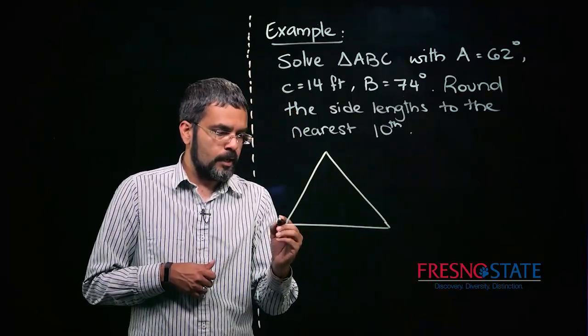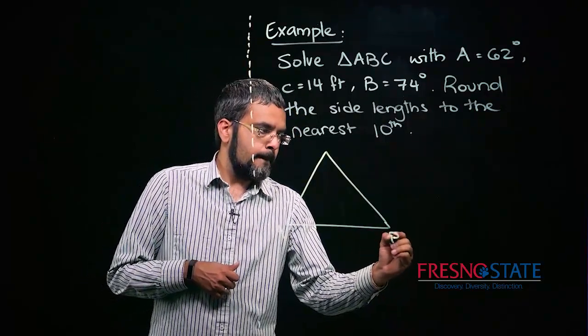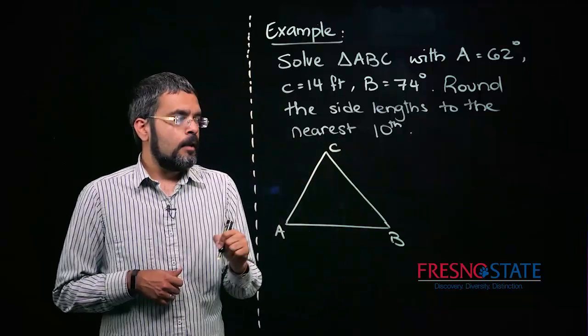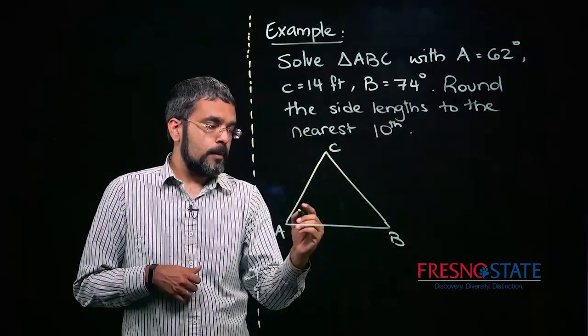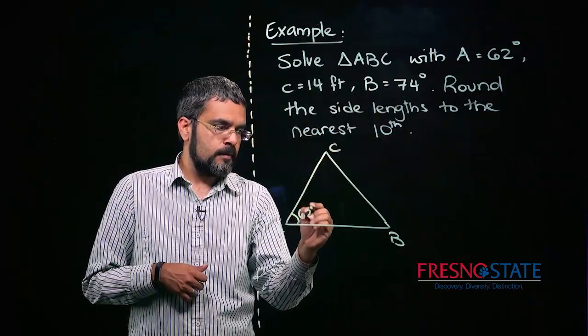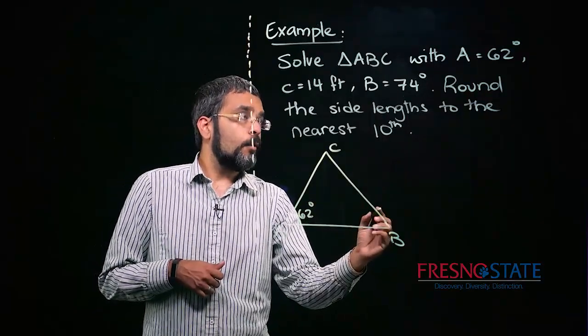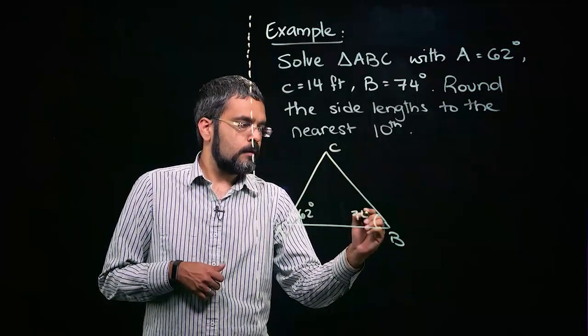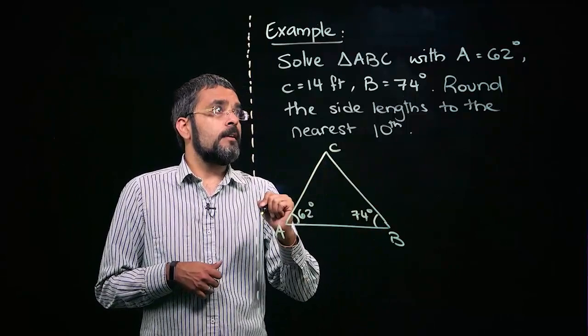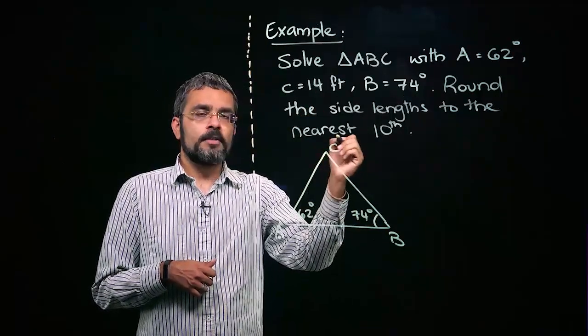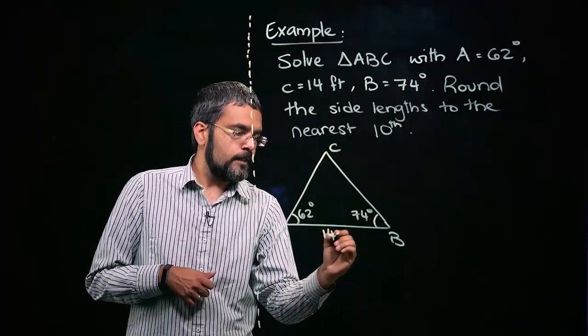Let's go ahead and label that triangle. So this is angle A, B, and C. Well, A is going to be 62 degrees. B is 74 degrees. We need to find C. And then side C, which is the side opposite angle C, is 14 feet.